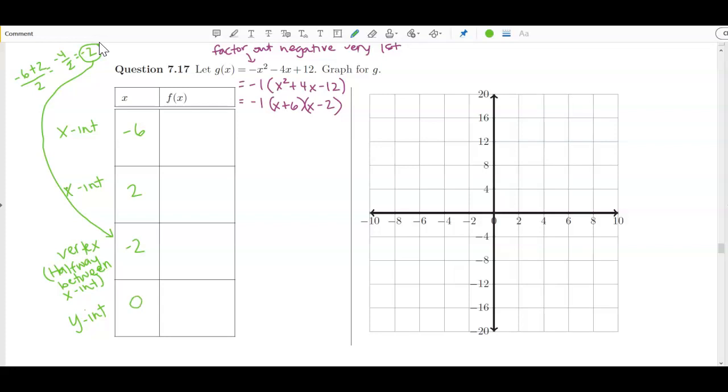Okay, so hopefully you picked -6, 2, -2, and 0. All right, and then when you're putting these in, just make sure you don't forget about that -1 that's now on the outside. So on this one you're doing -1 times, -6 plus 6, and then -6 minus 2. But again, when 0 is multiplied by anything, we're just going to get 0 for that answer there.